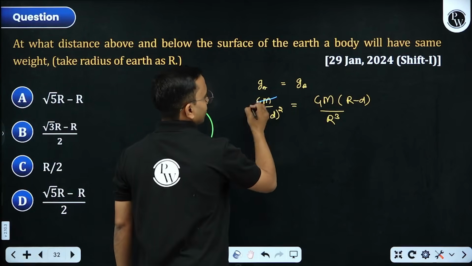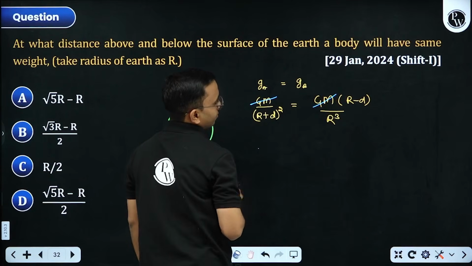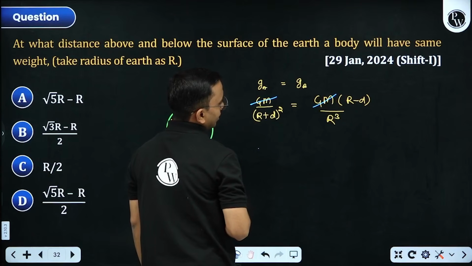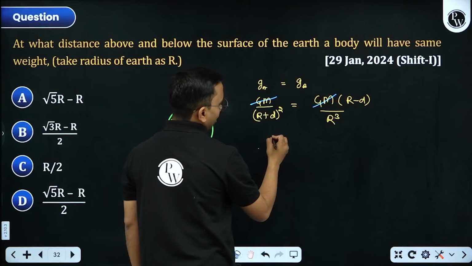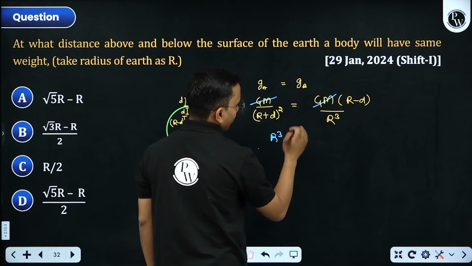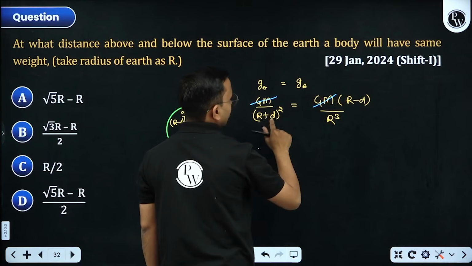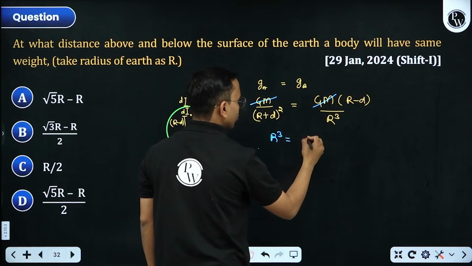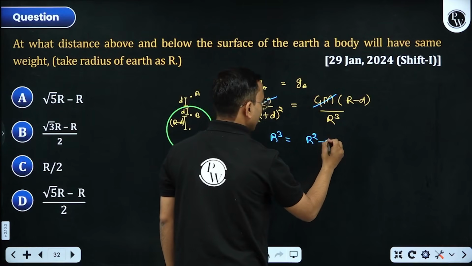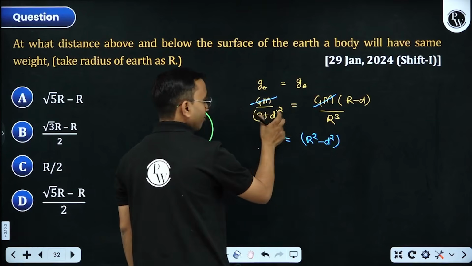So GM is getting cancelled. And what I can do, r cube is equal to, taking this to the other side, (r plus d) and (r minus d), it will become r square minus d square. One r plus d will remain.